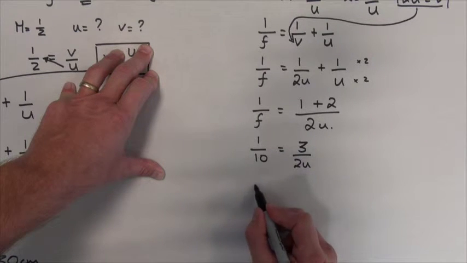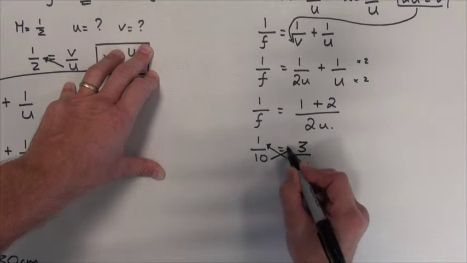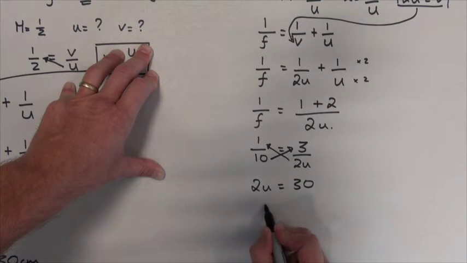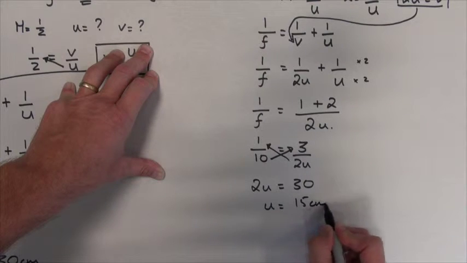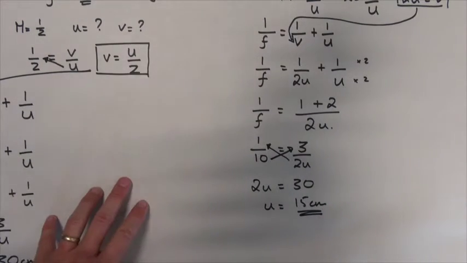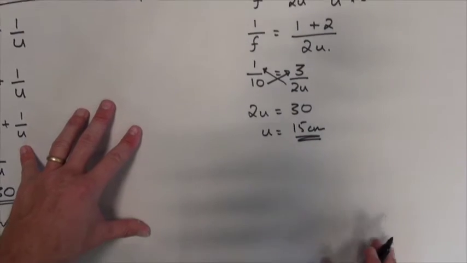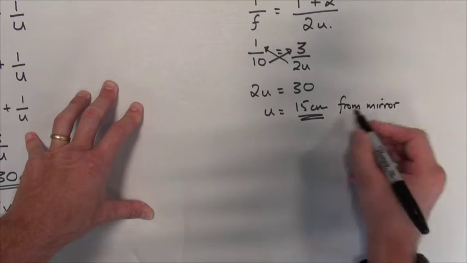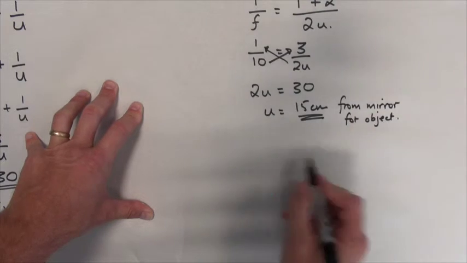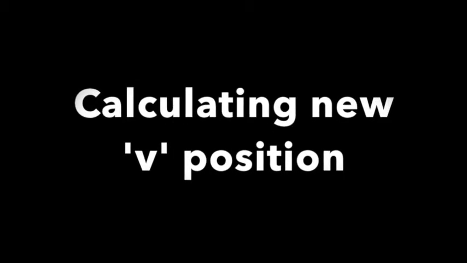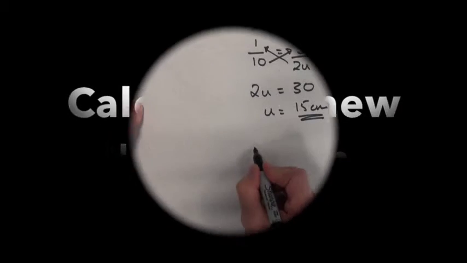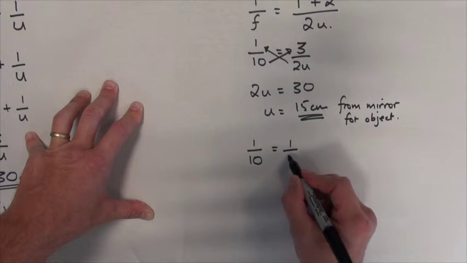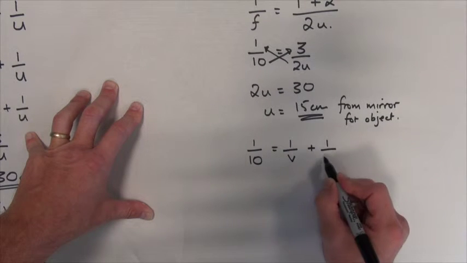Let's cross multiply. So 2u is going to be 3 times 10, which is 30, which means that u comes out at 15 centimeters. So that's 15 centimeters from the mirror the object's got to be placed. Okay, if you remember, that's the opposite than what we had earlier, where we were calculating v. Now we're going to calculate our new v position, so I'm going to substitute my value of 15 in for u.